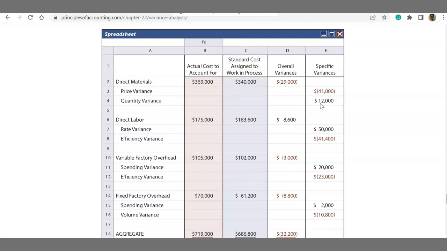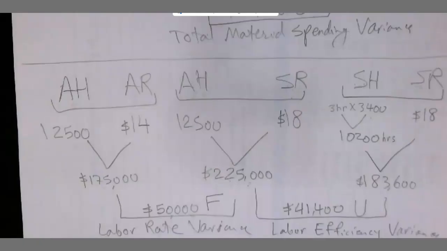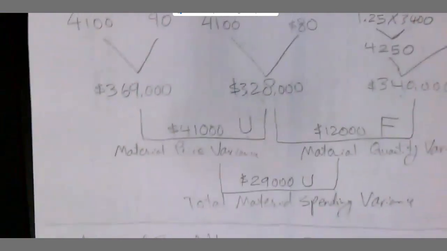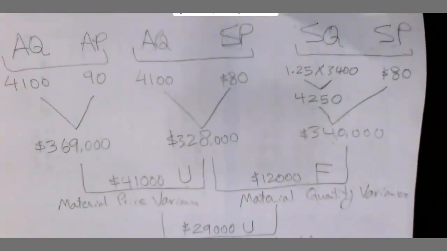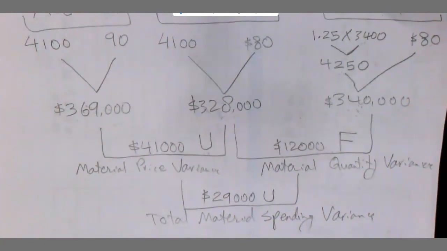which I have right here in front of me. So let me show you this again on the paper that I did. Here is the $41,000 unfavorable direct material price variance, $12,000 favorable direct material quantity variance, and total material spending variance was $29,000 unfavorable.